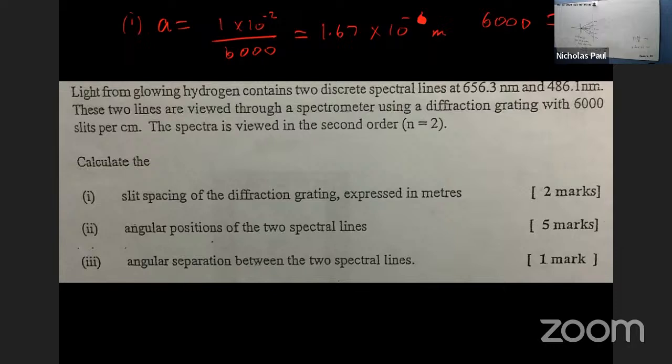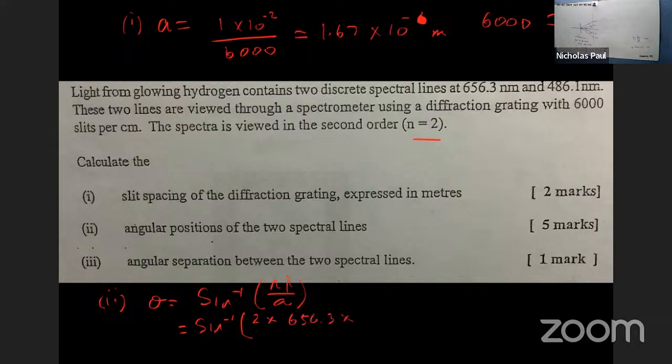Right, so that was A. Now you want to get theta. I like to just make theta the subject one time, right? So theta will be sine inverse n lambda on A. They said order 2, so that will be 2 by 656.3 by 10 to the minus 9 all over A. A is 1.67 by 10 to the minus 6.